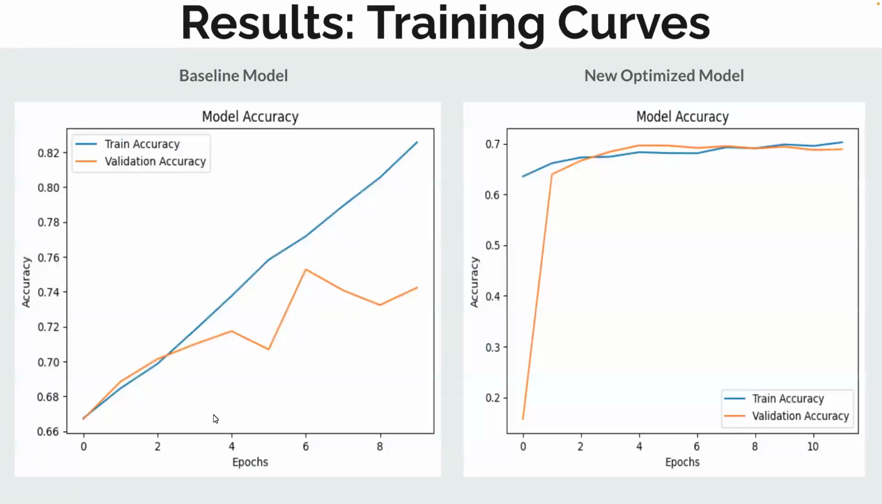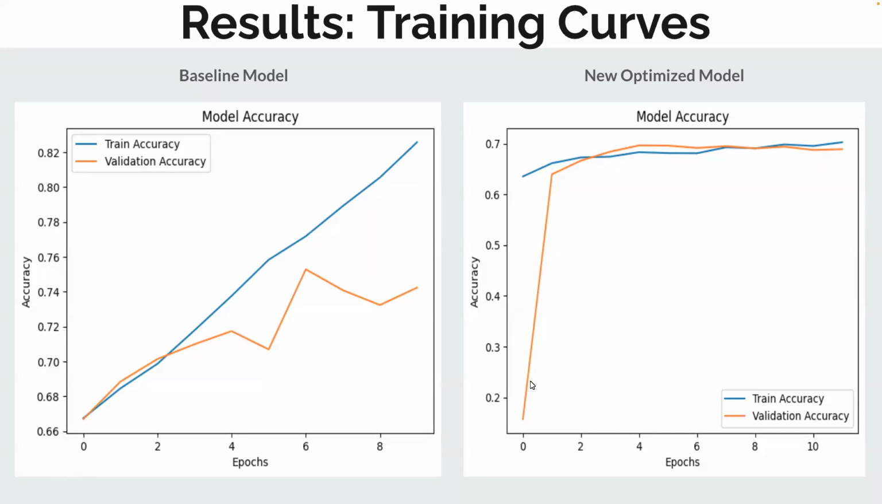So let's take a closer look at the training curves for both our baseline and optimized models. For the baseline model, training accuracy kept climbing steadily and reached over 80%. At first glance, that sounds great, but if we look at the validation accuracy, which is measured on unseen data, it peaked early around 75%, then started to drop and fluctuate. So this mismatch between training and validation accuracy indicates overfitting. Basically the model was memorizing the training data rather than learning meaningful patterns that generalize to new images.